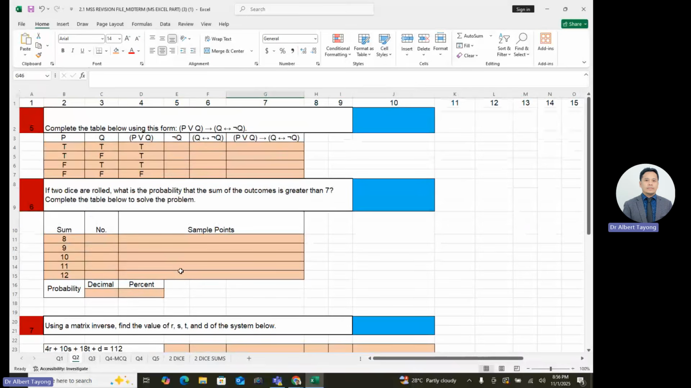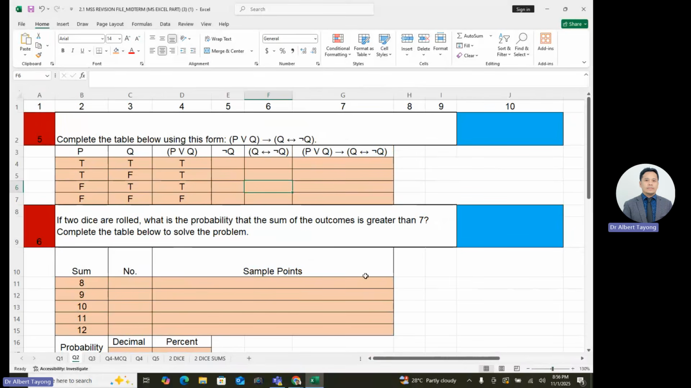Okay, let's now have question 2. The first one talks about propositional logic. So let me just delete these answers here. Assuming this is our propositional form, the quantity of P or Q is one group. And here we have Q if and only if not Q. So how are you going to read the whole form?